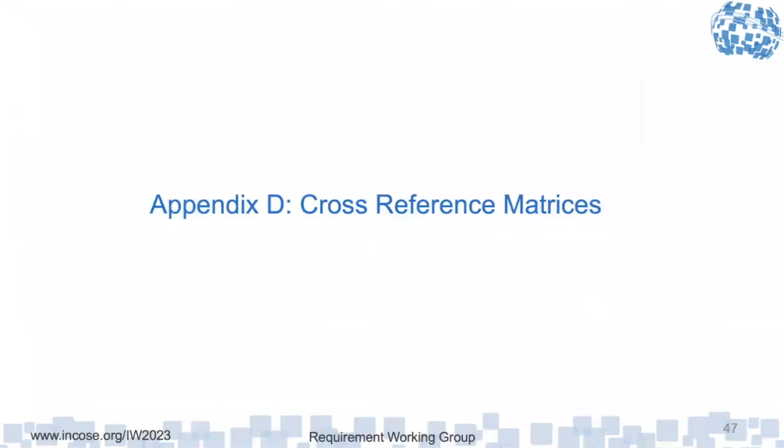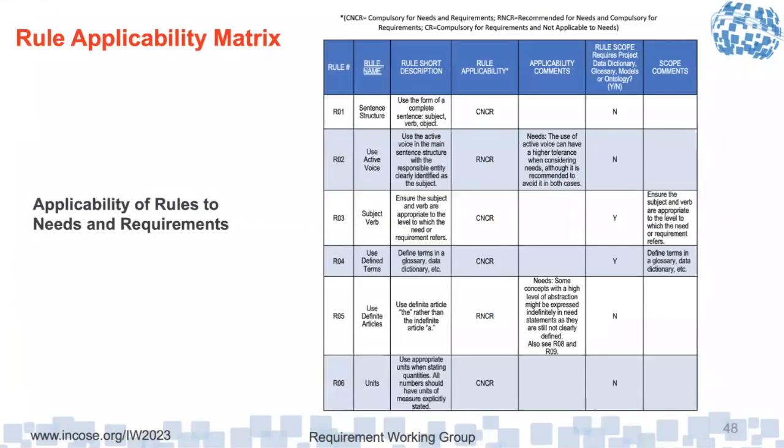Planning process. That goes through all that. I'm going to go through real quick dependency, and then we'll talk about the future of the guide, and then we'll finish. Cross-reference matrices. This is a new one that the reuse company did when they were reviewing this. They made the observation that when we look at all the rules, some of them fit for both needs and requirements.